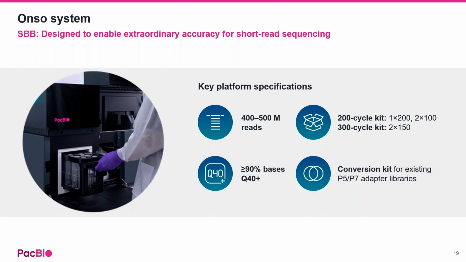It is a mid-range sequencer with specifications similar to existing on-market systems. However, we differentiate versus other systems out there by the accuracy. So greater than or equal to 90% of bases are at Q40 or higher. That's one error out of 10,000 versus 1 in 1,000 with existing technologies. So this allows researchers to start tackling challenges limited by inherent sequencing errors that cannot be readily overcome by simply sequencing deeper.